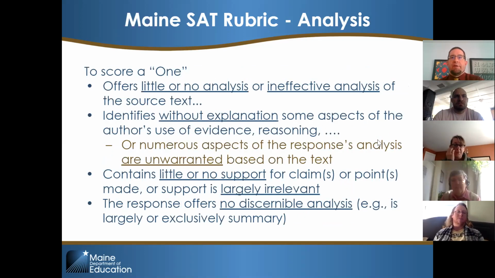This is what a 1 looks like. In order to get a 3, that's a 1 and a 2. A 1 means there was little or no analysis that identifies without explanation the evidence. The analysis is unwarranted. There's little or no support. It's irrelevant. There's no discernible analysis. This is what the average kid is getting from half of their judges when they're doing the SAT. This is social studies.